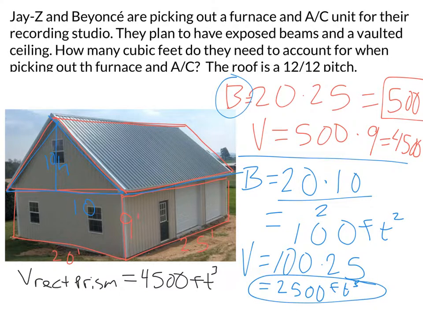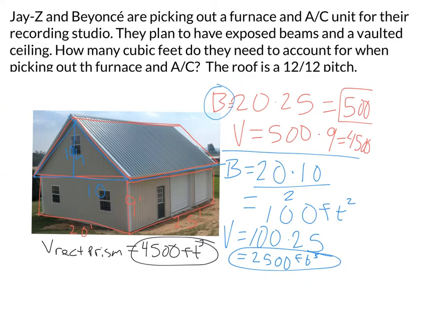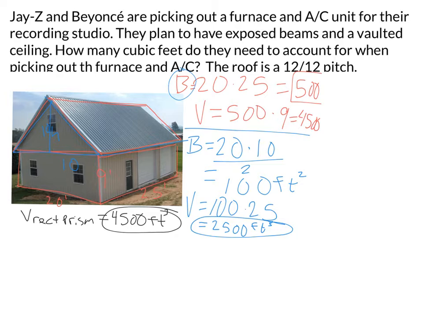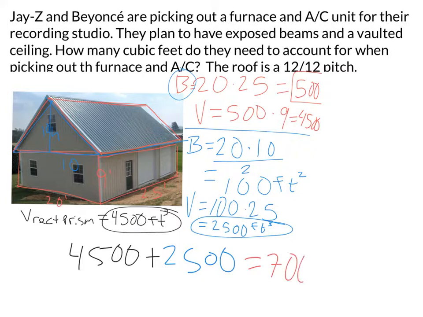So I've got my two volumes here, and I need to add these together. Let's see if I can make this a little smaller, give myself some room. There we go. Well, just going to add them together, right? 4,500 plus 2,500. Keep changing colors because it's fun. 7,000 feet cubed.